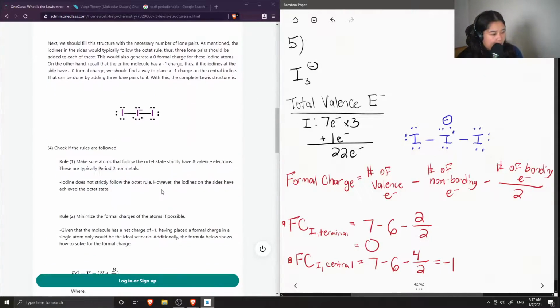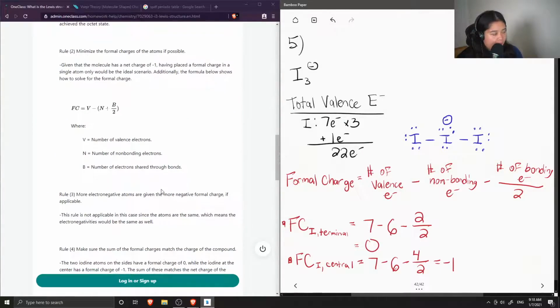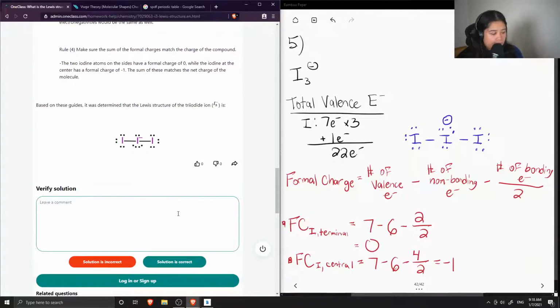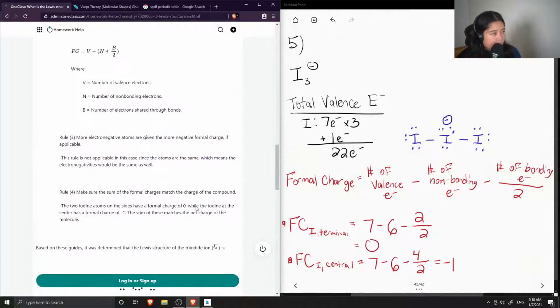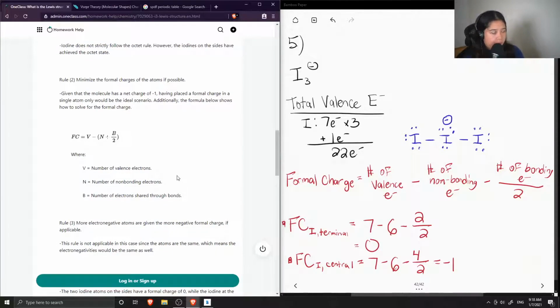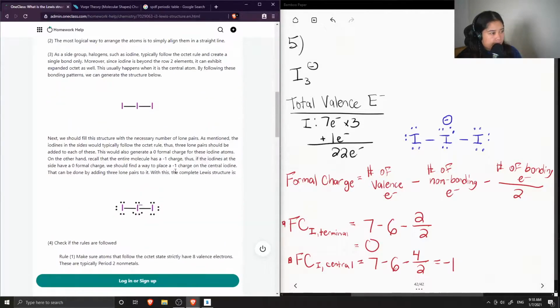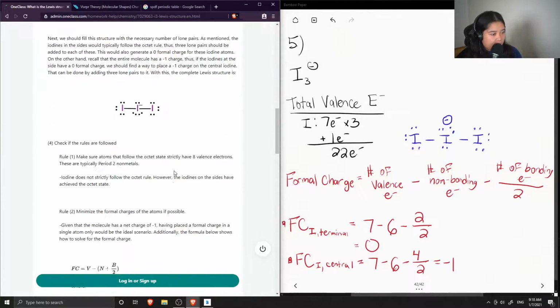Okay, so let's see what structure they got. So for the triiodide ion, they got the same structure. So this solution is correct. Yep, so they just went through how they got to their answer. Everything looks good.